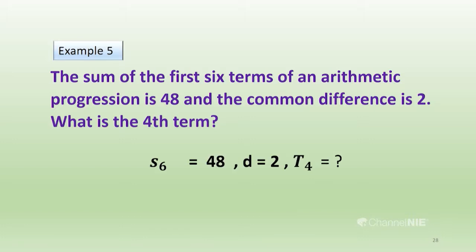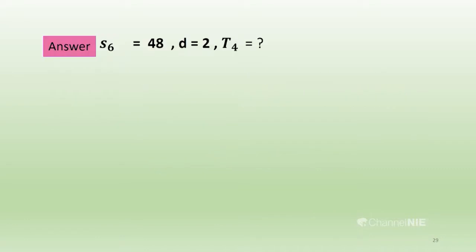The sum of the first six terms is 48. This is a somewhat simple sum. Here the common difference is 2 and we have to find the fourth term. Fourth term, that means T4. We have to find T4 here. Then we know the sum up to the sixth term, that is 48. Common difference is 2 and we have to find T4.